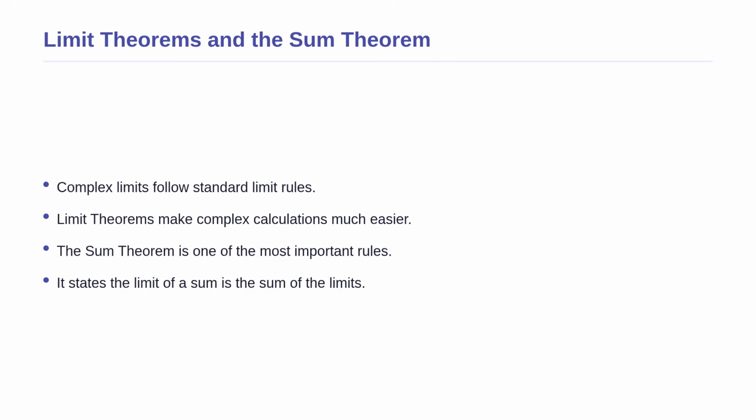The sum theorem simply states that the limit of a sum is the sum of the limits. This means you do not need to add complex functions together first and then take a difficult limit. Instead, you can take the easy limits of each function separately and just add the answers together at the end. Let us look at the mathematical formula for this.